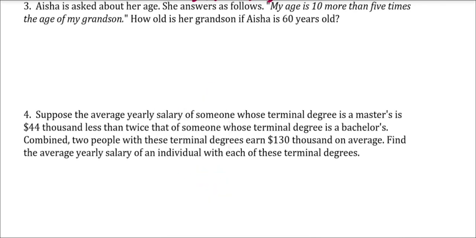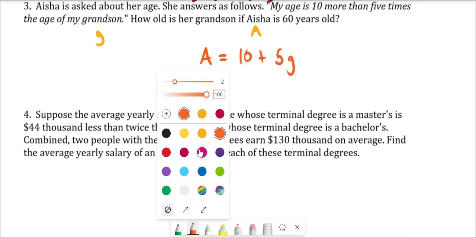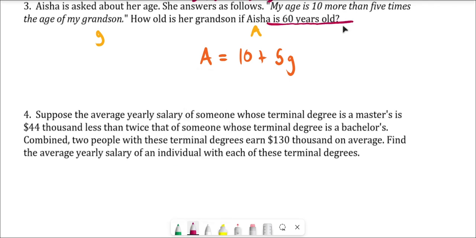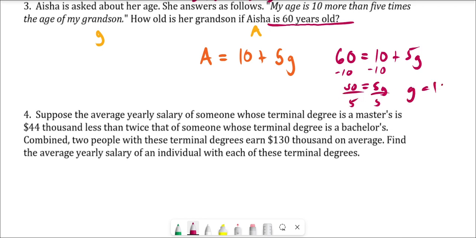The answer is yes. So first of all, we want to identify that there are these two important variables here. We have Aisha's age, and we have her grandson's age. Let's call Aisha A, and let's say her grandson is G. So now we want to write down the fact given in terms of these two variables. Aisha's age, A, is 10 more than 5 times the age of her grandson. And now they've given us the extra fact that Aisha is 60 years old. So can we solve 60 equals 10 plus 5g? Well, certainly. We subtract 10 from both sides and get 50 equals 5g. And dividing by 5 on both sides, we get that g is equal to 10.